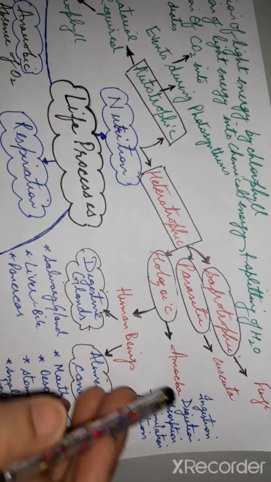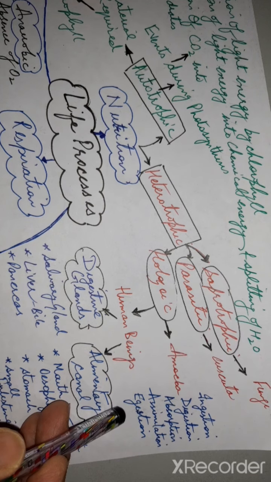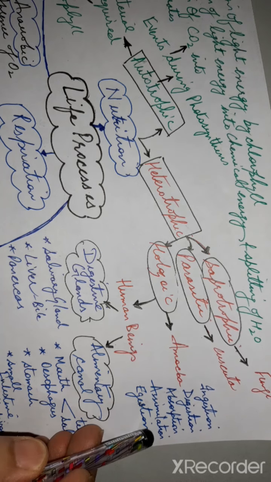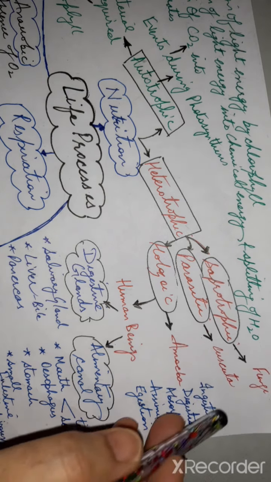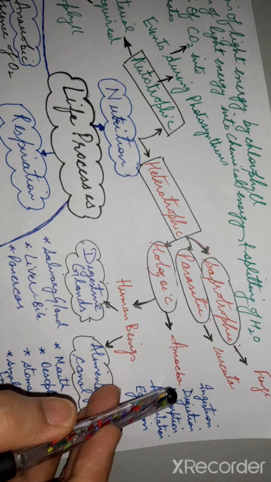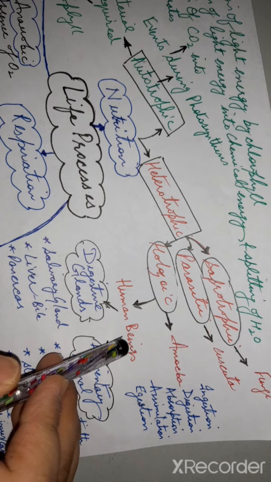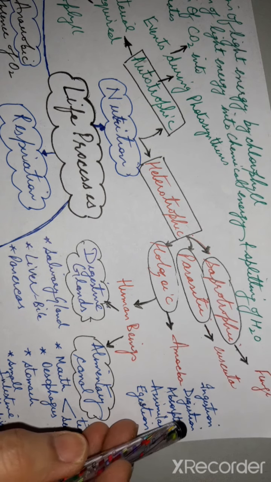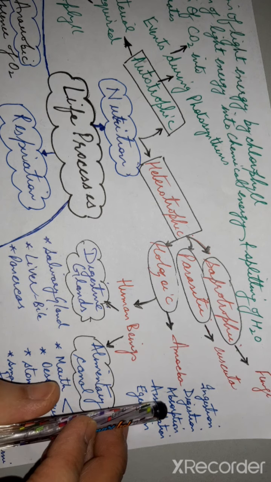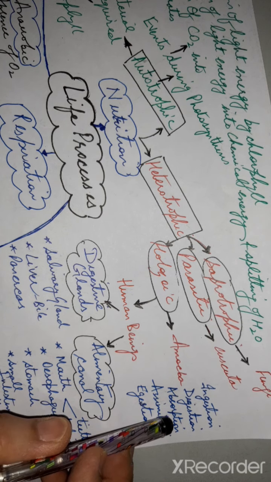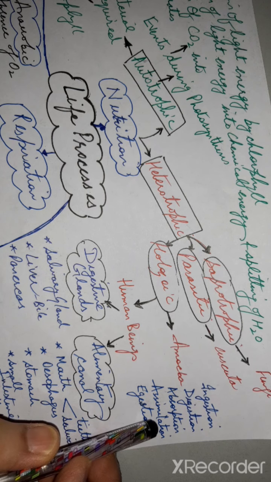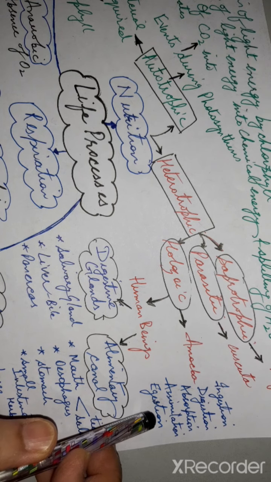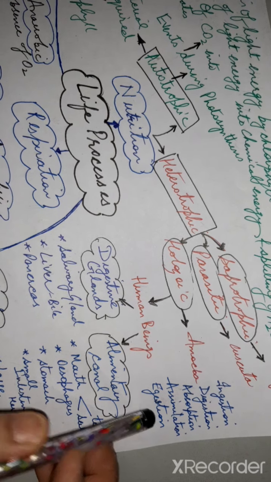What happens in amoeba? All 5 steps of nutrition occur: ingestion, digestion, absorption, assimilation, and egestion. All these steps occur in amoeba as well as in human beings also. You know the meanings of these steps. Ingestion is taking in food, digestion is breaking down, absorption means absorbed by the cells, assimilation means utilization of those nutrients, and egestion means removal of waste from the body.